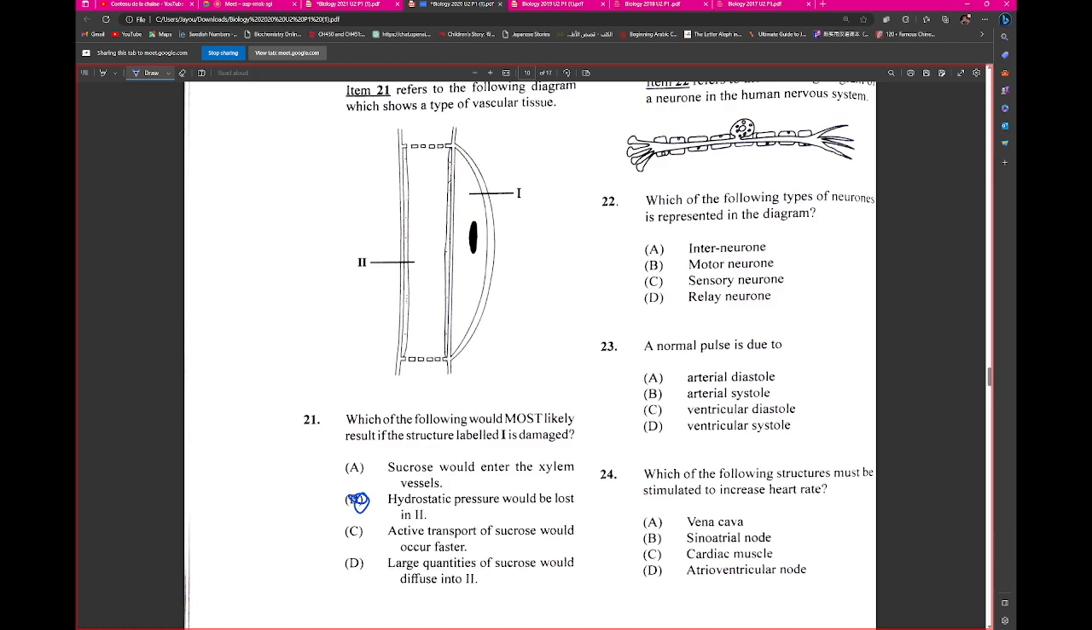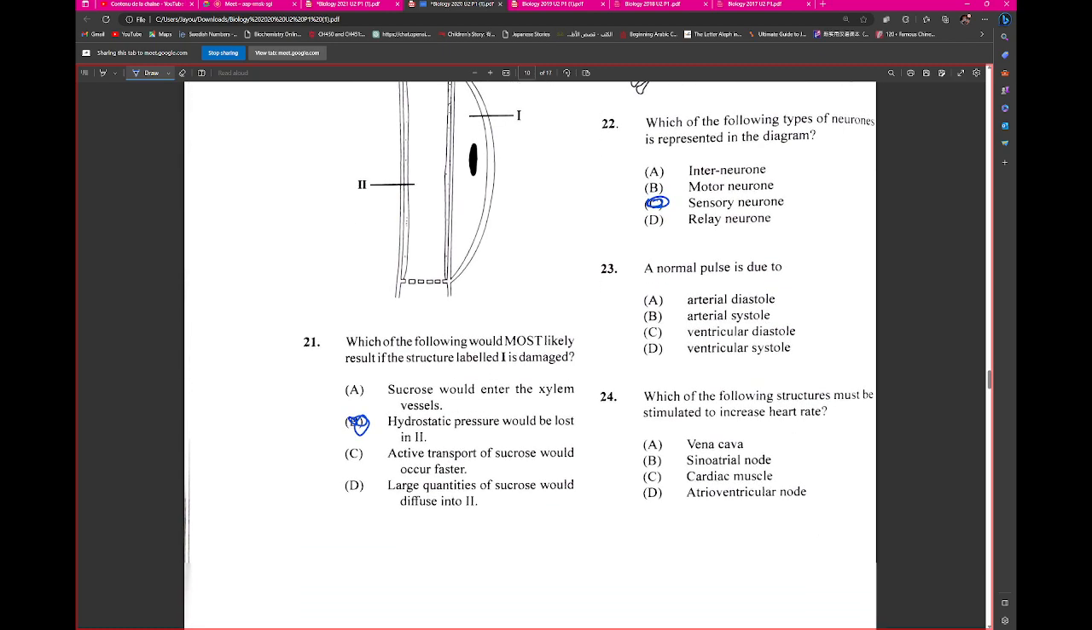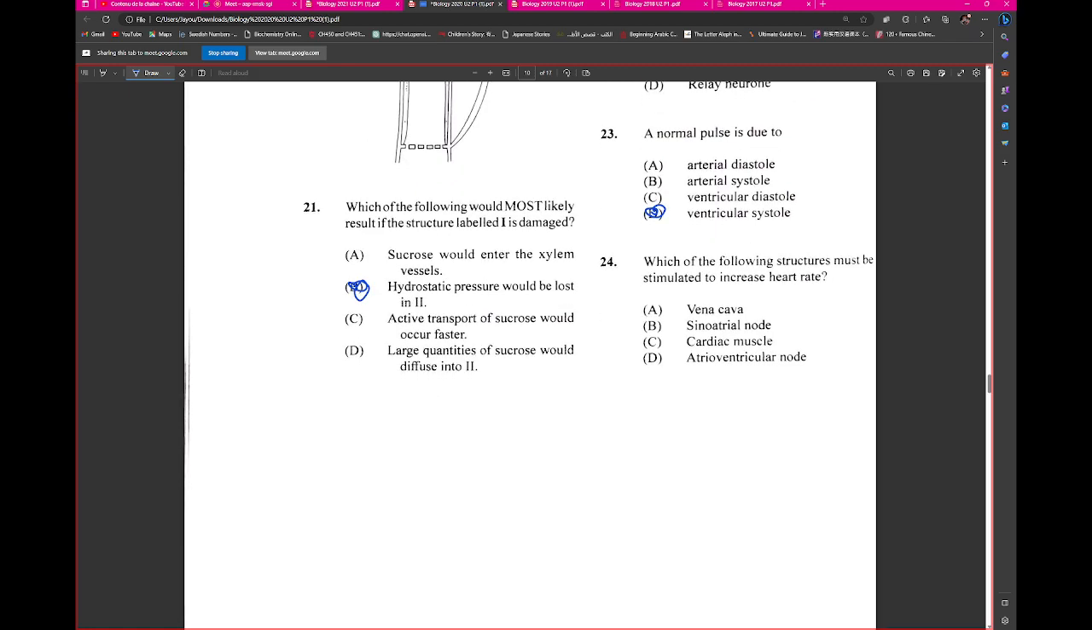22, which of the following types of neurons is represented here? Interneuron, motor neuron, sensory neuron, relay neuron. Sensory neuron. Sensory, wonderful. The normal pulse is due to repeated, right? So ventricular systole. Which of the following structures must be stimulated to increase heart rate? Which one? B. The sinoatrial node.